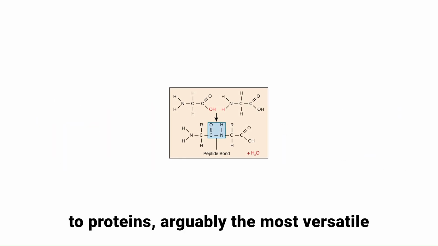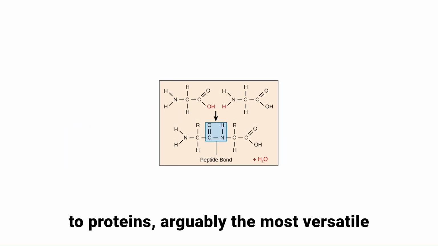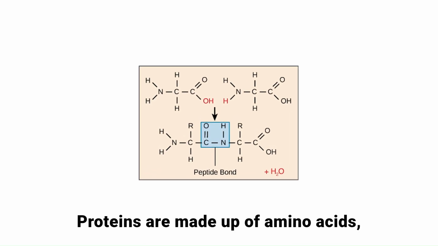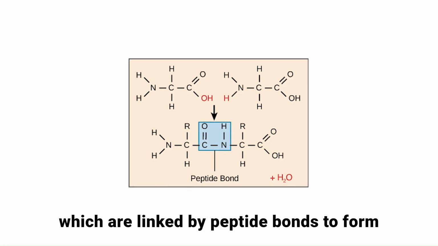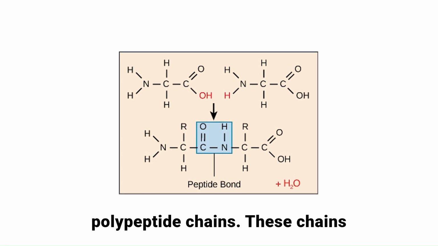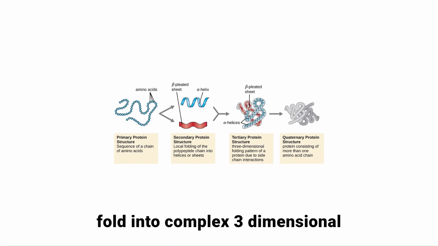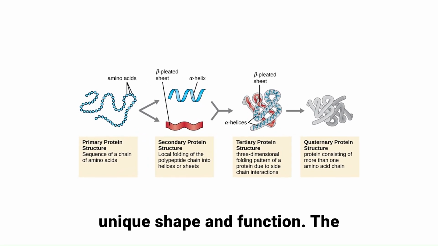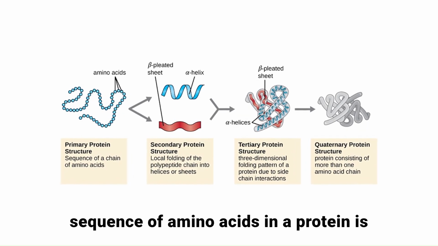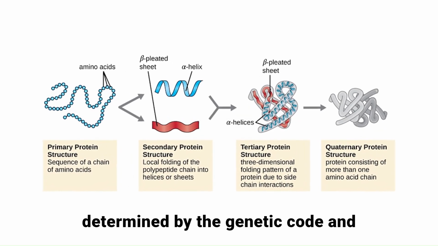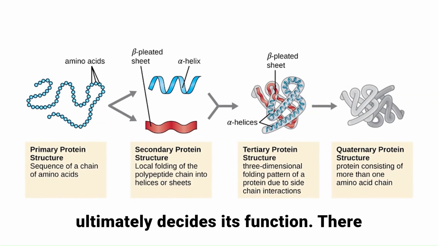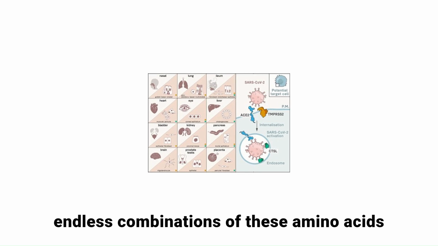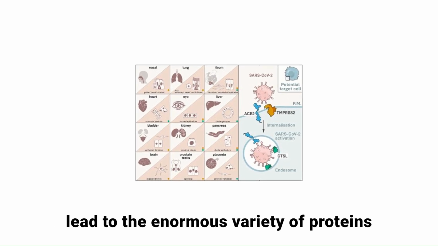Next, let's move on to proteins, arguably the most versatile biomolecules in living organisms. Proteins are made up of amino acids, which are linked by peptide bonds to form polypeptide chains. These chains fold into complex three-dimensional structures, giving each protein its unique shape and function. The sequence of amino acids in a protein is determined by the genetic code and ultimately decides its function.